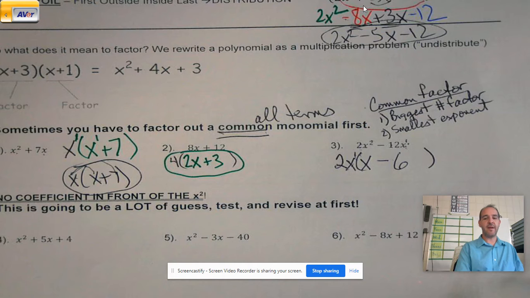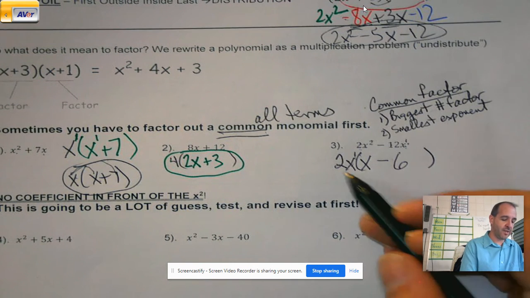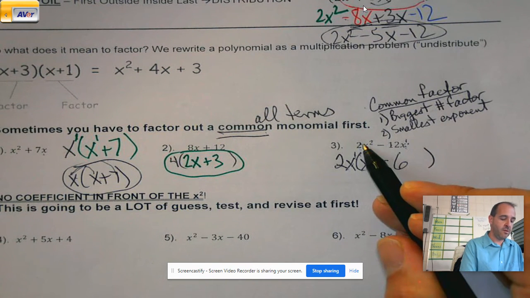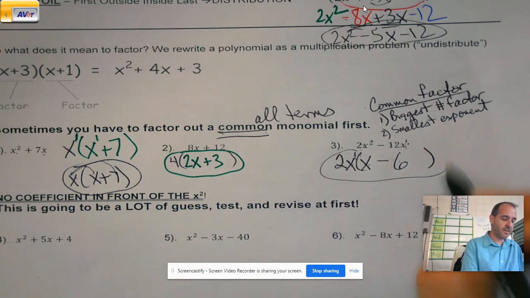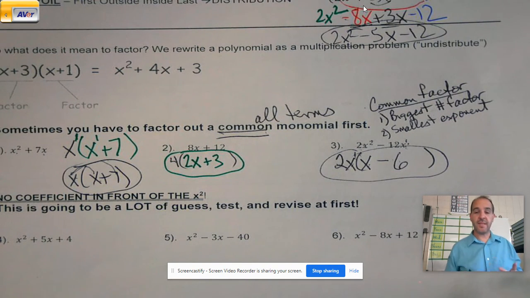minus 2 times what gets me to 12, 6. And I already have the 1x, so I don't need any more. Always a good idea to take a minute at the end and just distribute and make sure you get it back. 2x times x is 2x squared. 2x times negative 6 is negative 12x. And we're good, okay? So that's one thing that can happen with factoring.